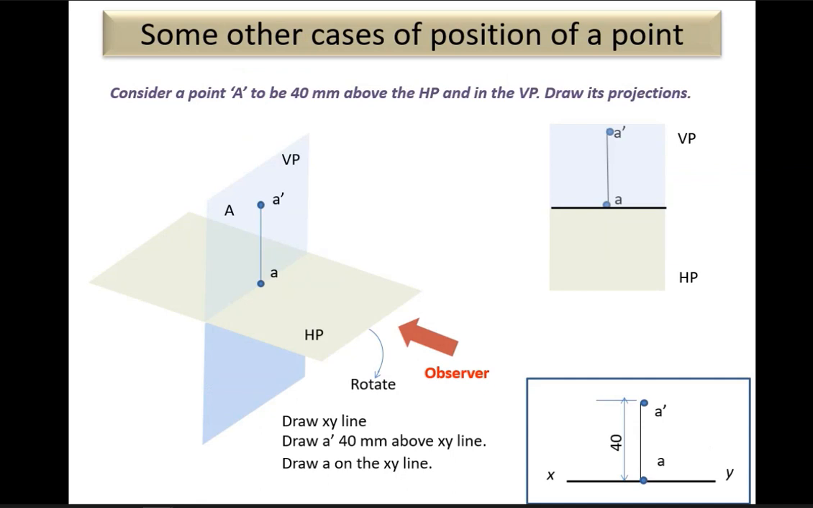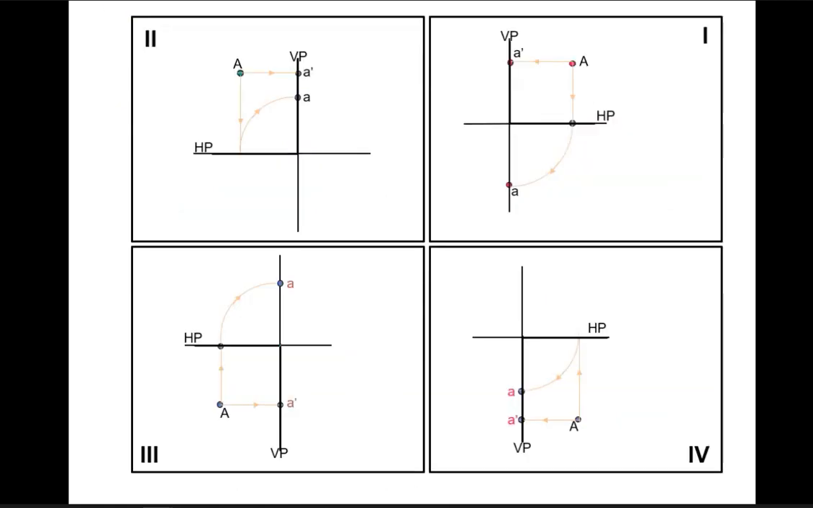Now consider a point A which is 40 mm above HP and in VP. Sir, can you please show the last slide once again? Complete slide, first, second, third quadrant. Yes, sir. Okay, that is enough. Can we move ahead to the next slide? Yes, sir.